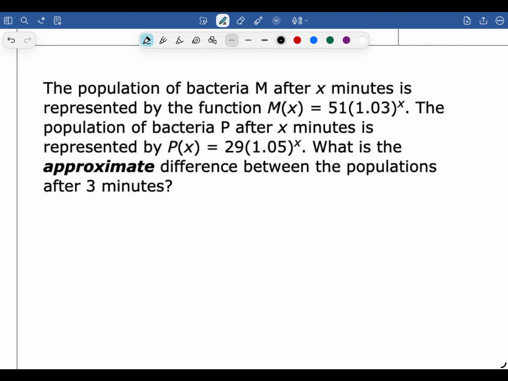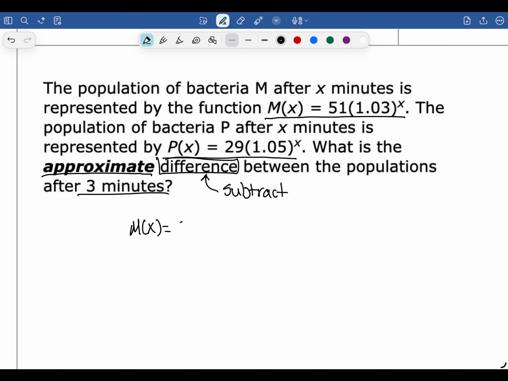So every time we solve problems like this, we need to go and underline what we feel is important. Okay, they said approximate, so the answer we're going to get is close. We see difference, and we see 3 minutes. Difference in this means subtract. So whatever we get as a result from each of the populations, we're going to have to subtract to get our final answer.